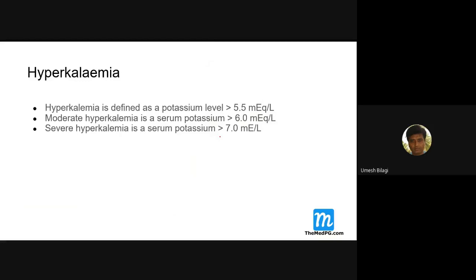Now we'll come to hyperkalemia. Hyperkalemia means potassium levels increased to more than 5.5. If it is more than 5.5 but less than 6, it is mild hyperkalemia. More than 6 and less than 7, it is moderate. And above 7, it is severe hyperkalemia.